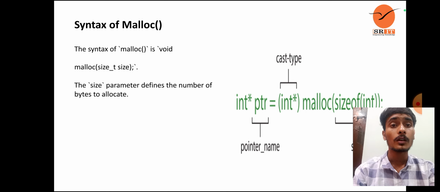Syntax of malloc. The syntax of malloc is void *malloc(size_t size); The size parameter defines the number of bytes to allocate. Moving to next slide.